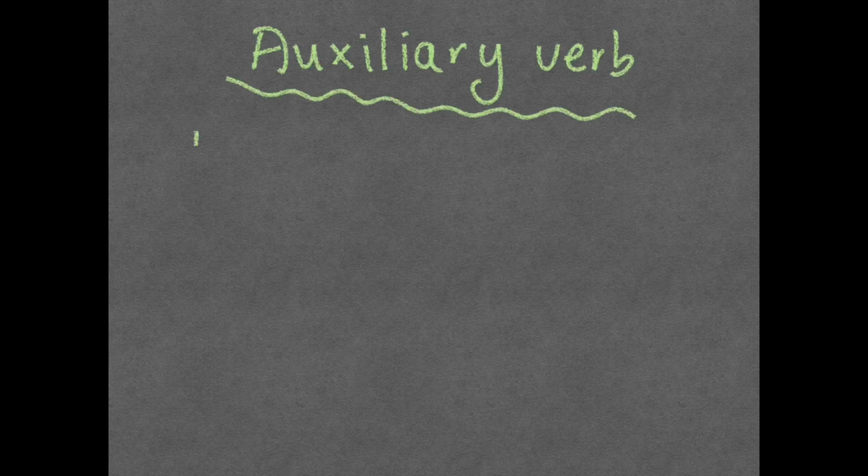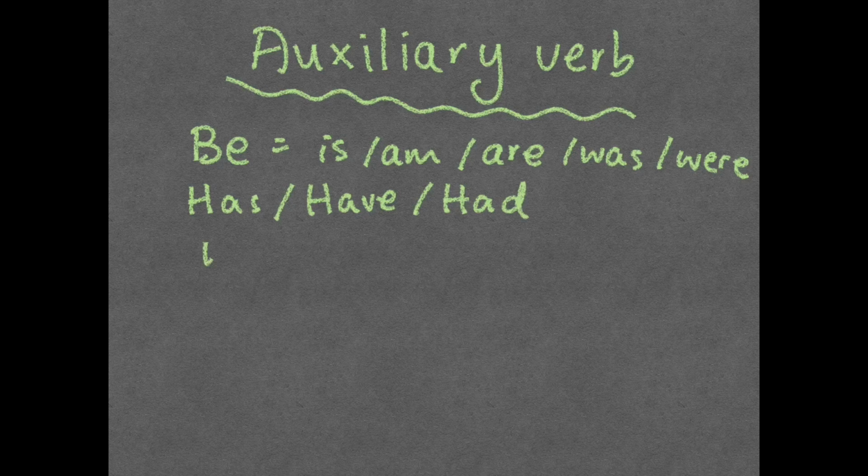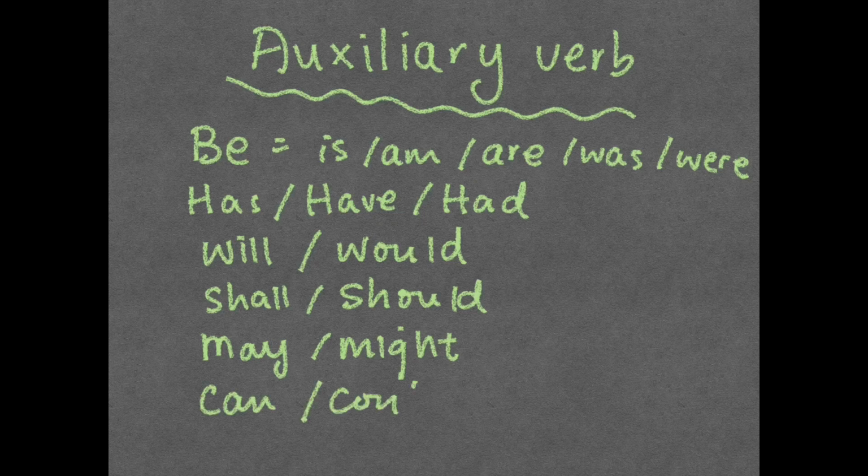After the question word, you will add an auxiliary verb. An auxiliary verb is a helping verb to tell the time or the mood of a sentence. So these are the examples of auxiliary verbs, such as be, am, are, was, were, has, have, had, will, would. So these are the words to tell you the time, the tenses. Then you will have other auxiliary verbs like shall, should, may, might, can, could, etc. to tell the mood of the sentence.